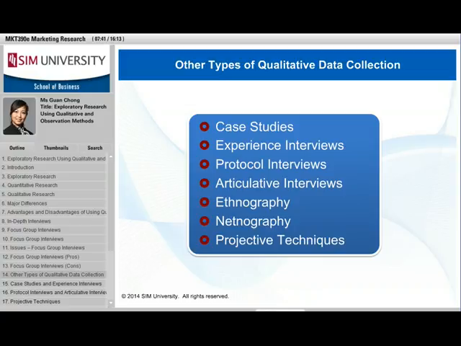Other types of qualitative data collection include case studies, experience interviews, protocol interviews, articulative interviews, ethnography, and projective techniques.